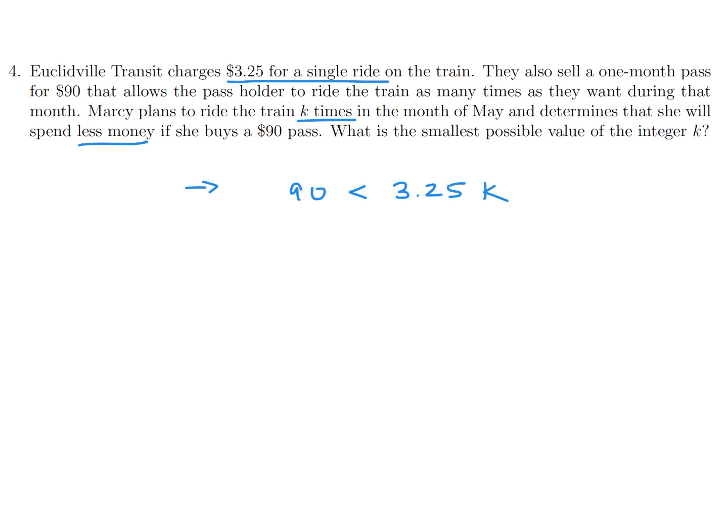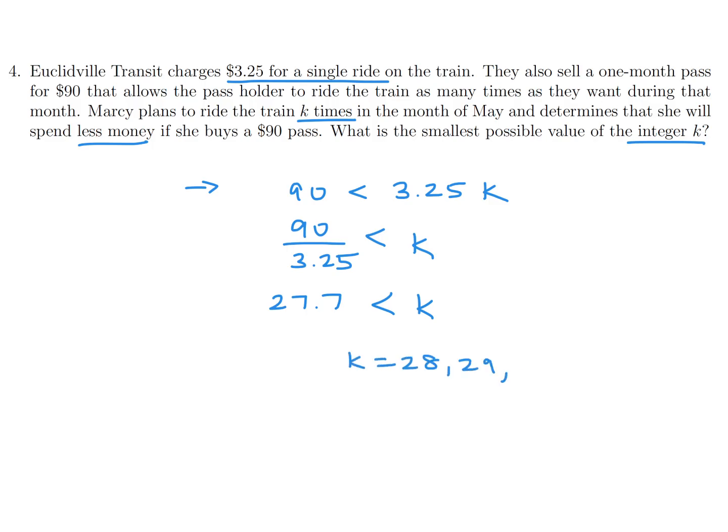So I guess we're just solving this inequality. So it would be 90 divided by 3.25. Therefore K has got to be greater than, and this is about 27.7 approximately. Now K is an integer, so K is going to be either 28, 29, and so on. And they want the smallest. So the smallest, of course, is 28.